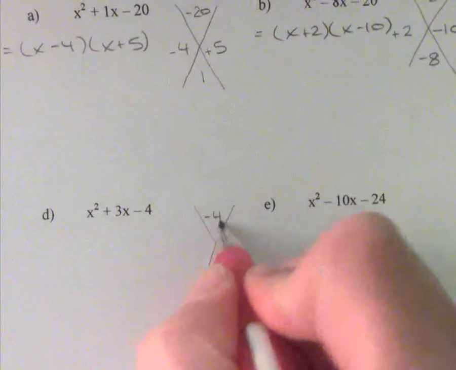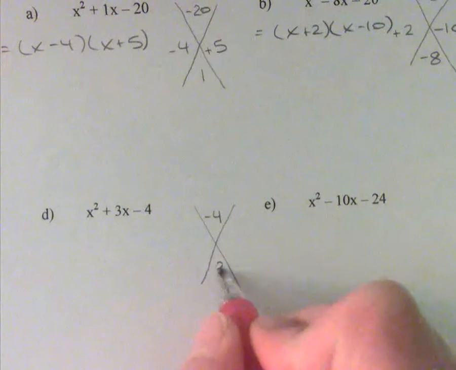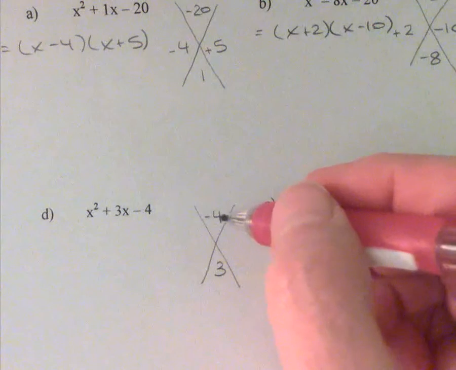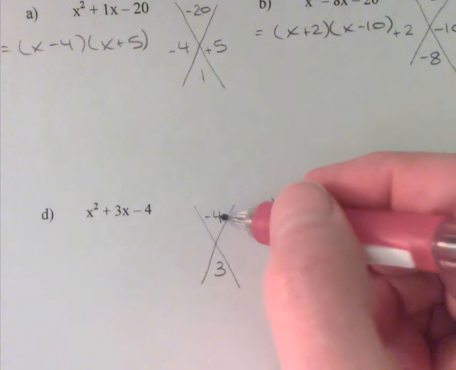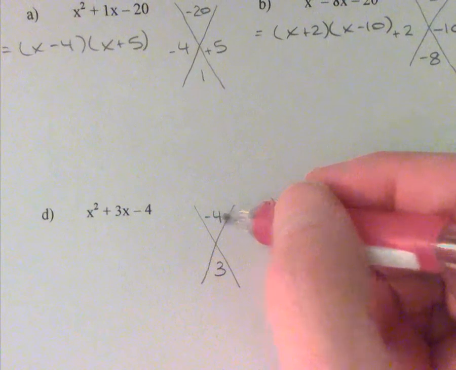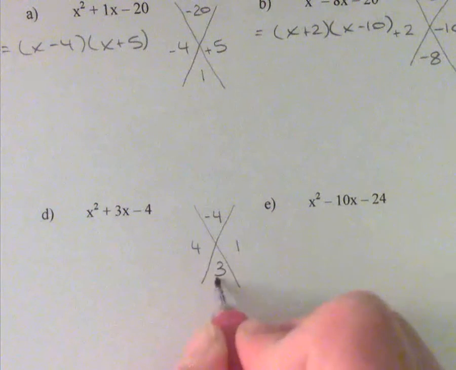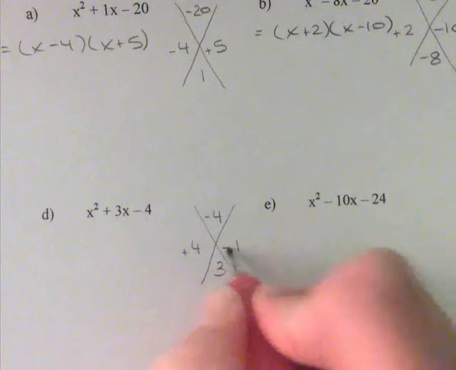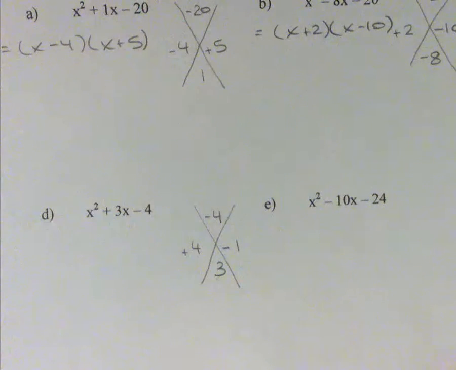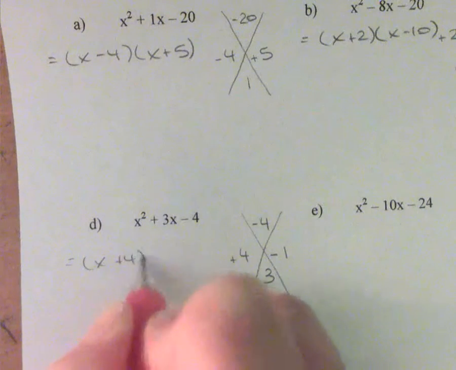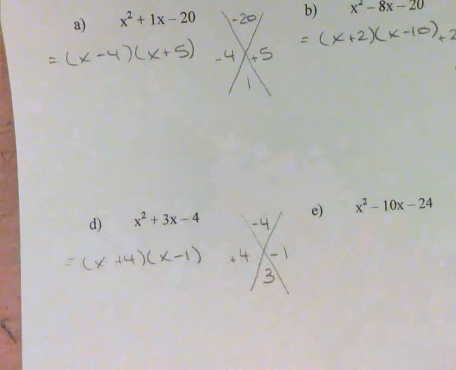So I want to multiply to minus 4 and add to 3. So the numbers that multiply to 4 are 1 and 4 and 2 and 2. But to get to 3, I'm going to have to do 4 and 1. 3 is positive, so it'll be plus 4 and minus 1. So I'll have x plus 4 and x minus 1.